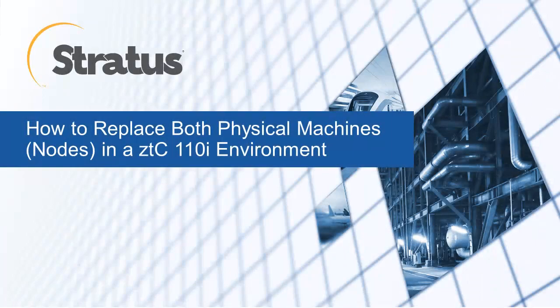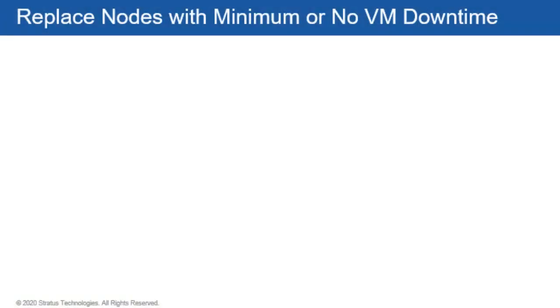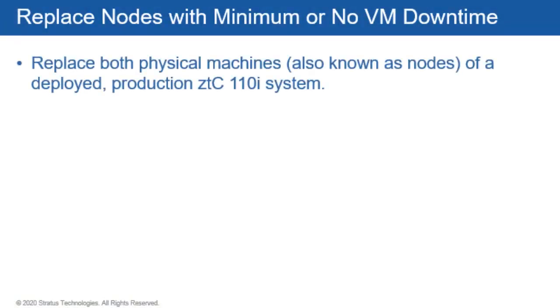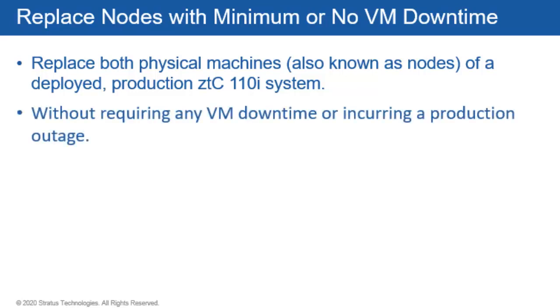Welcome to the How to Replace Both Physical Machines, also known as nodes, in a ztC 110i environment training module. This training module covers how to replace both physical machines, also known as nodes, of a deployed production ztC 110i system. At completion of the procedure, each node will be replaced without requiring any VM downtime or incurring a production outage.